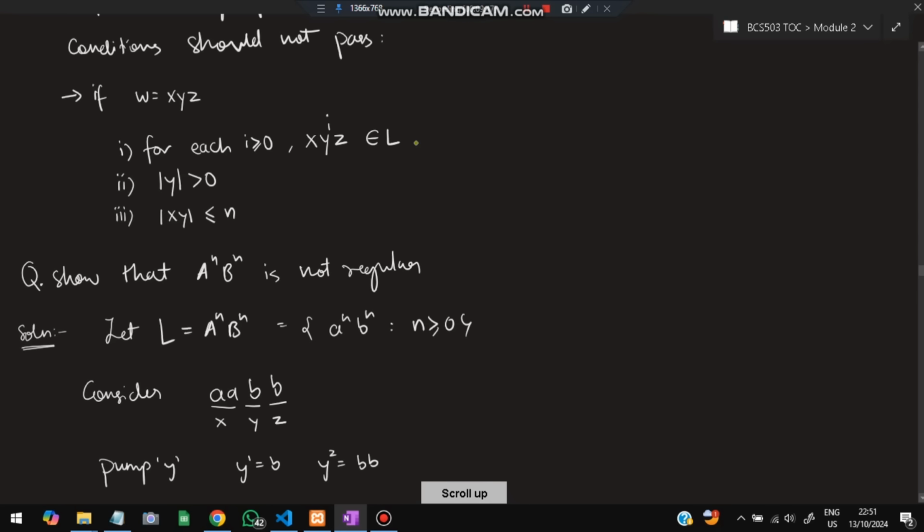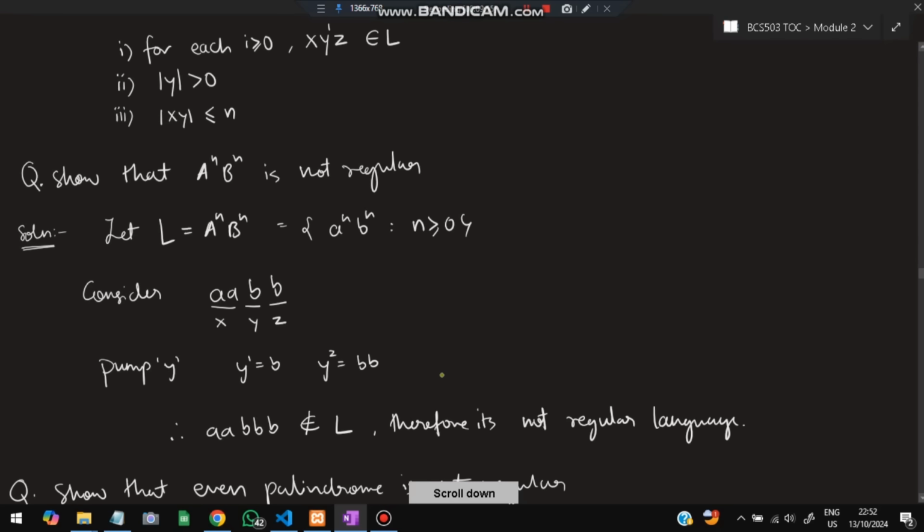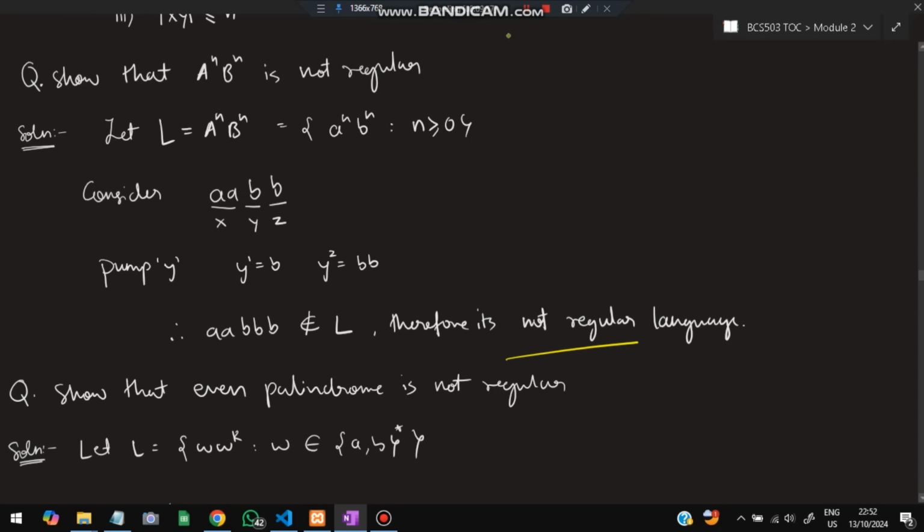The first condition was that no matter how many times I pump the value of Y, it should still belong to L. Then only it is regular. If it does not belong to L, that means we have proven it is not regular.